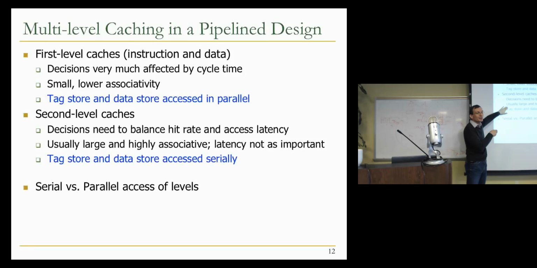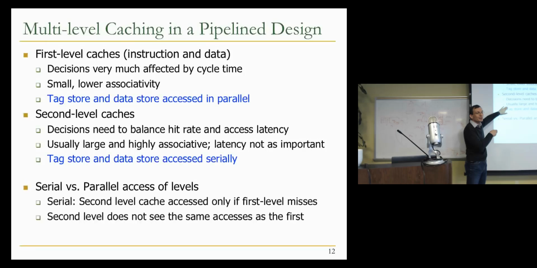Okay. There's another design choice. Do you actually serially or in parallel access the different levels? Do you start the second level cache access at the same time as the first level cache access? Or, that's the parallel access part, or do you start the second level cache access only if you miss in the first level, only after the first level cache access completes?